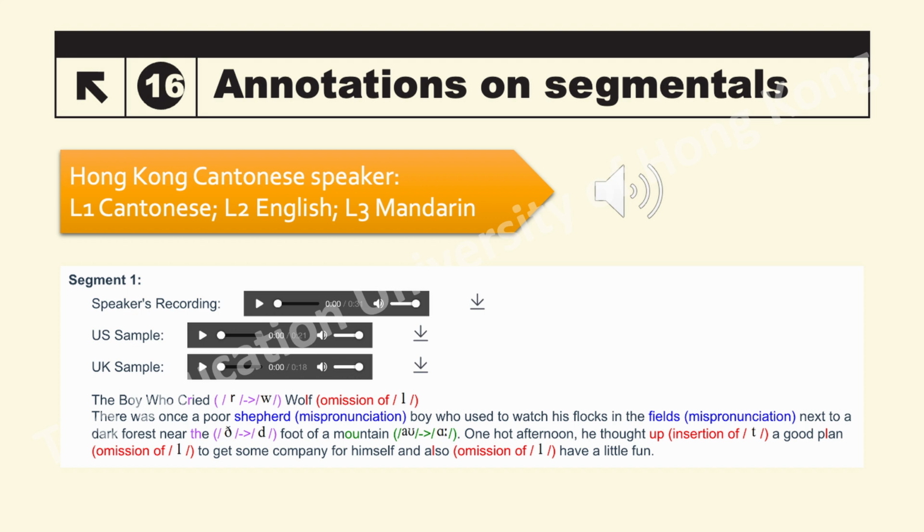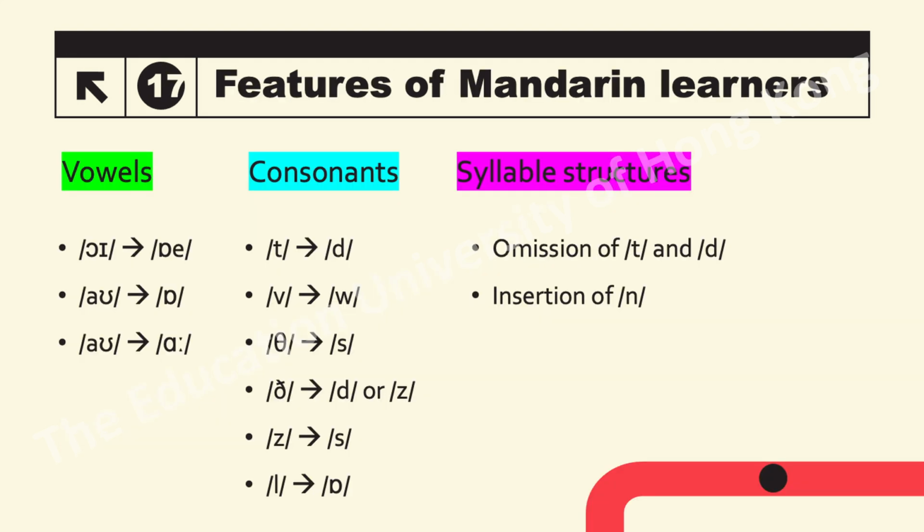Based on the annotations provided, we can observe some common segmental features, such as omission of L sound and replacement of OW by R. Here are the features produced by Mandarin learners.